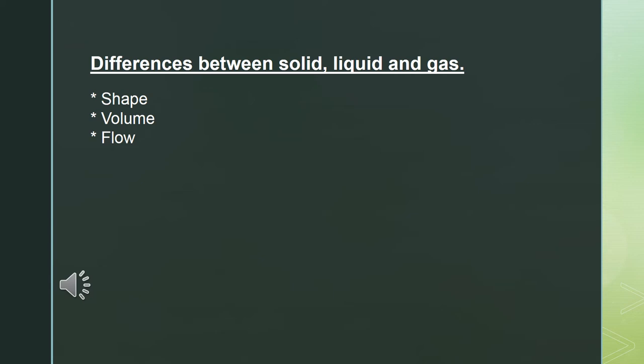If you talk about Neel, it's also called whitener sometimes. Basically, the molecules of that blue color move very slowly, but they move. So we can say that the molecules are moving with a moderate speed. But in solids, no such diffusion is found. If we talk about flow, the solid cannot flow, the liquid can flow, and the gas can flow very easily. So these were the differences between solid, liquid, and gas.